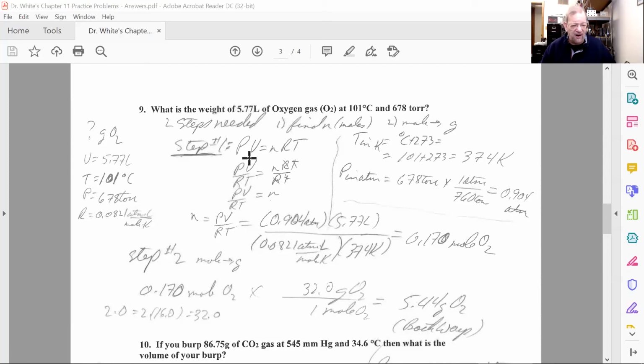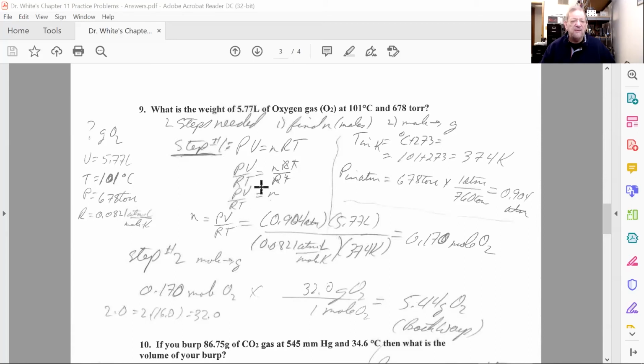So in step 1, I want to solve for n. How do I do that? Well, I've got to get rid of R and T. How do I do that? Divide by R and T. Whatever I do to one side, I have to do to the other. And when I do that, R and T cancel out. I'm left with n equal PV divided by RT. And I'll rewrite it, n equals PV over RT.